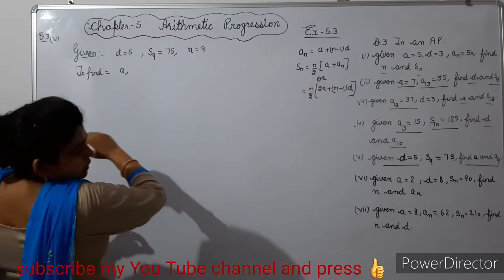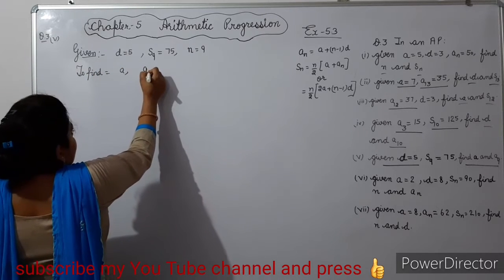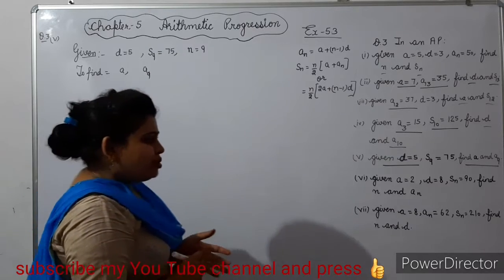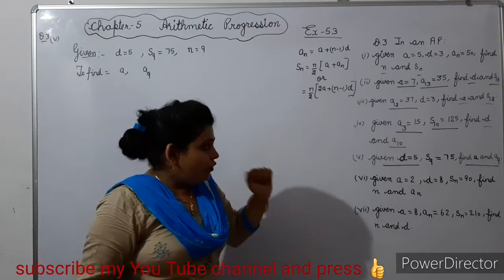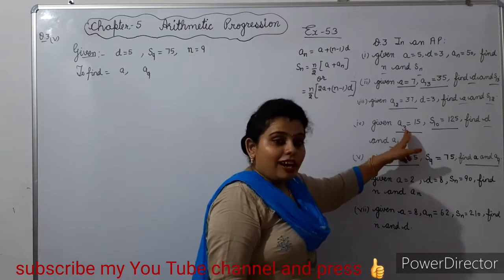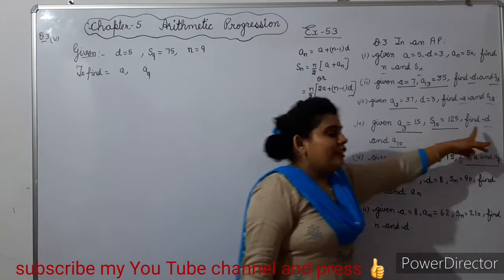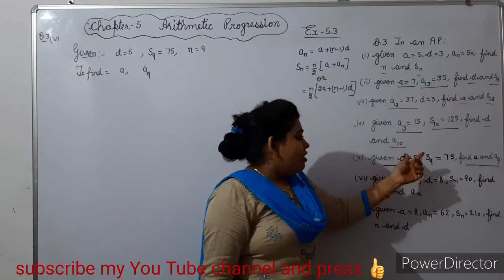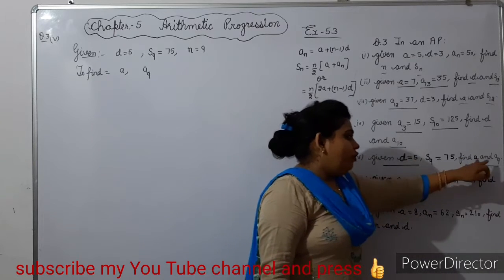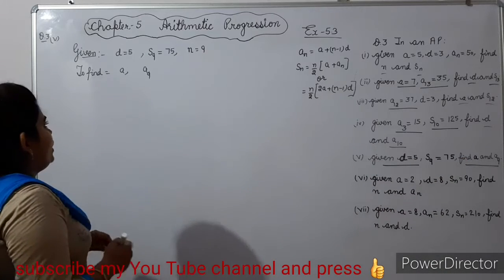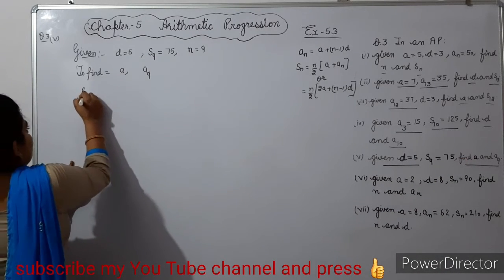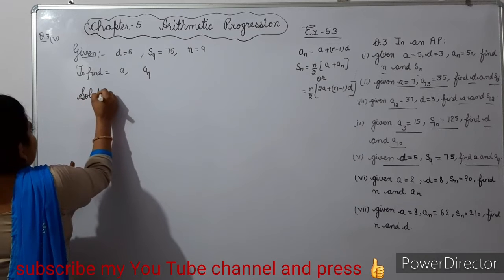And a9. Dear students, this question is the same as the previous question, but there is one difference. In that one the third term was given and we had to find the common difference, and here the common difference is given and we have to find a and a9. So let's see what we will do. Come to the solution part.